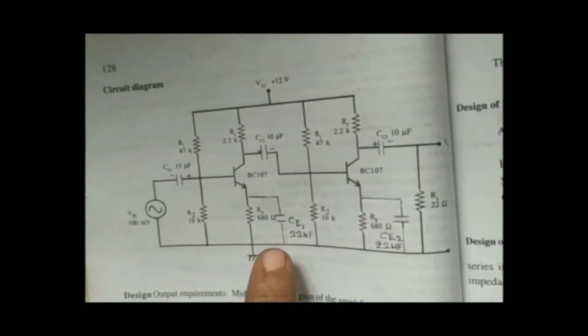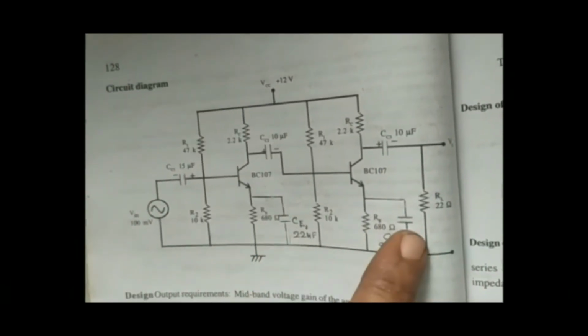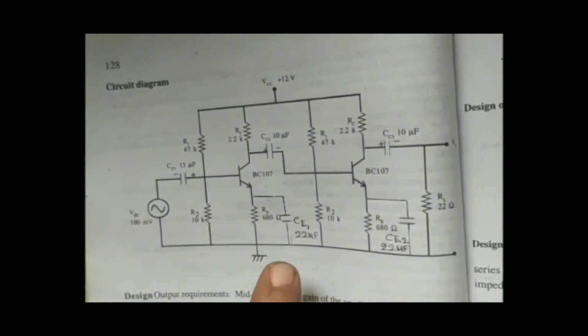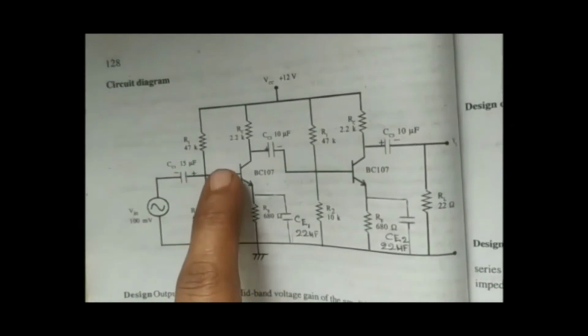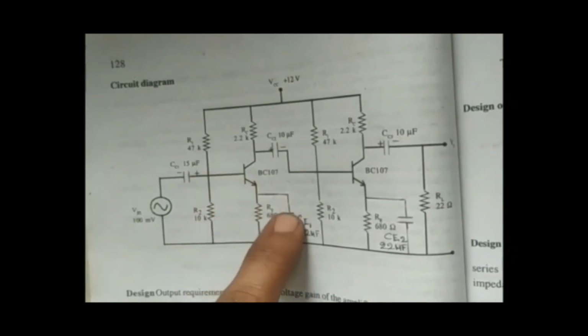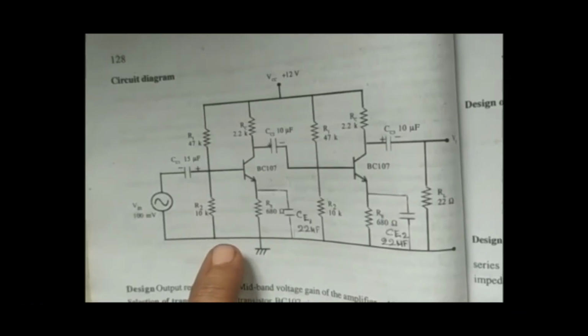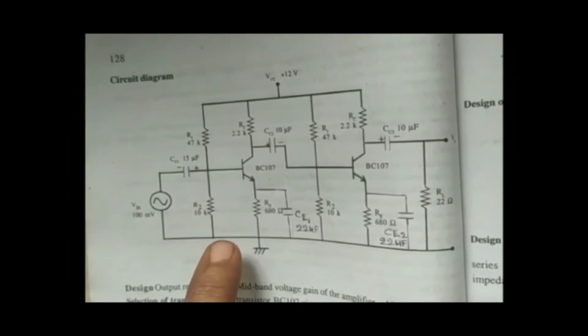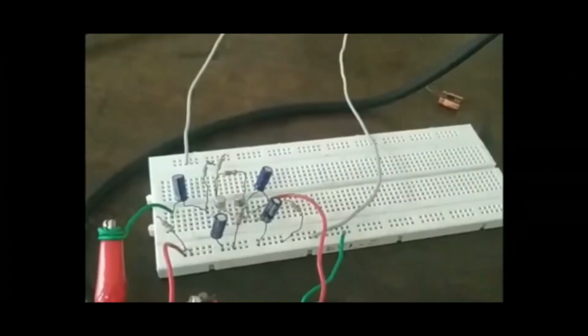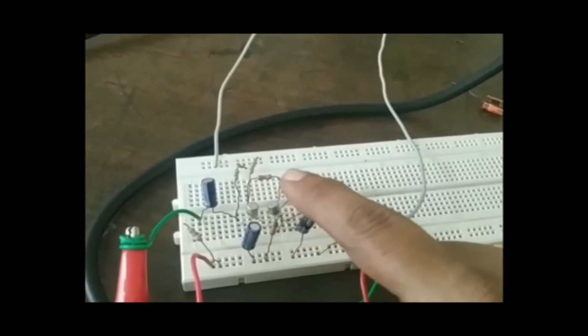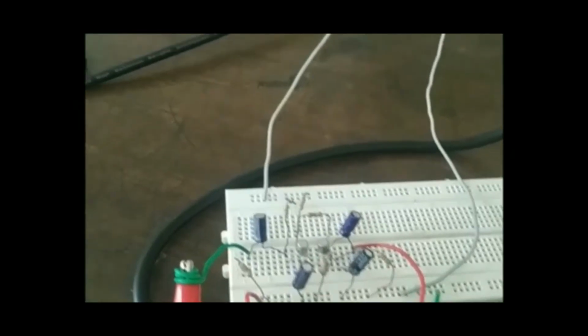This is the circuit diagram of Cascade Amplifier with CE. CE is known as bypass capacitor. Bypass capacitor bypasses all the amplified signal in the emitter. Therefore, output amplitude is high compared to the amplifier without CE. This is the wired circuit of Cascade Amplifier with CE. When CE is connected, output amplitude is very high.